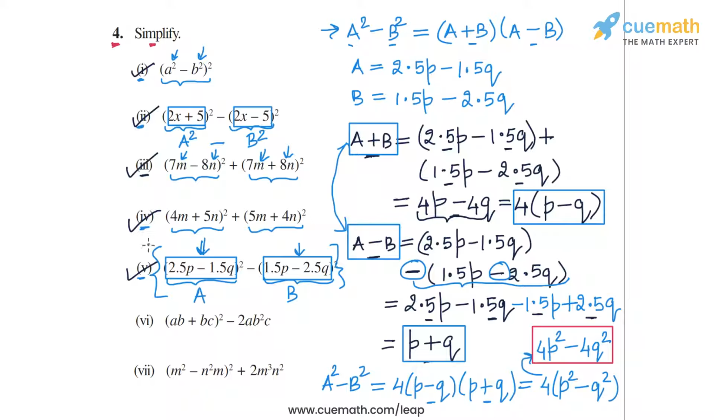So this is the final simplified form of the original expression, 4p square minus 4q square, and this is the answer for part 5. So this is a slightly trickier question compared to the other parts, so make sure that you have followed it fully, and if you have not, I will urge you to pause the video and go through it a couple of times till you have understood it fully.